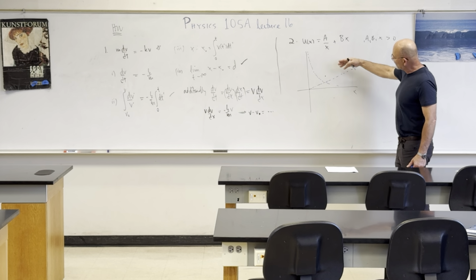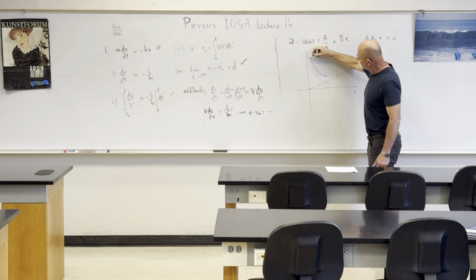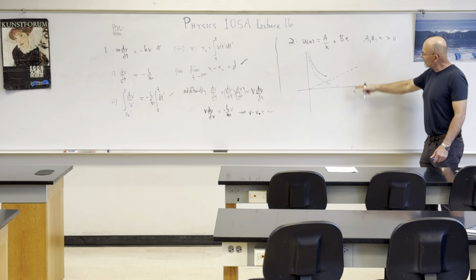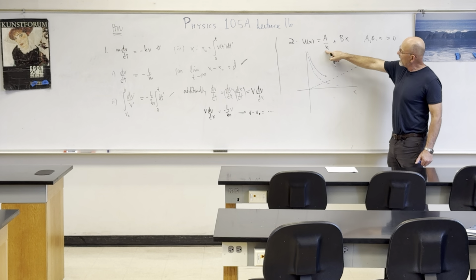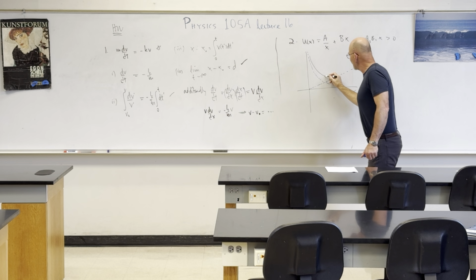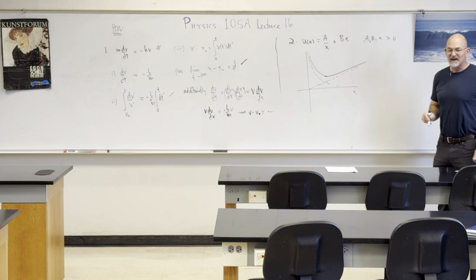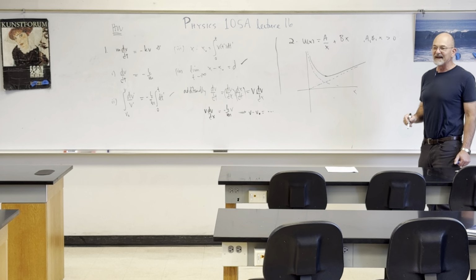And then as x goes to 0, I'm really just looking at the 1 over x. And as x gets large, this one fades away, and I'm just looking at the straight line. So this is how we recognize the nature of a function before we actually do the analysis.